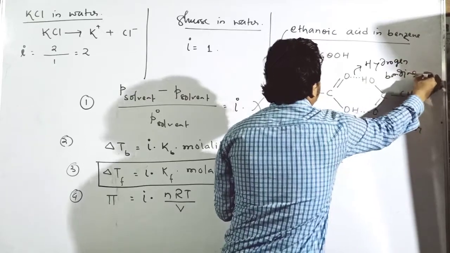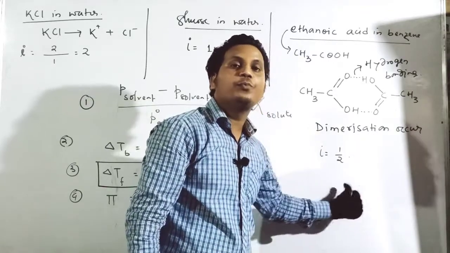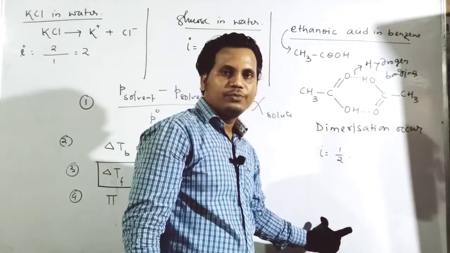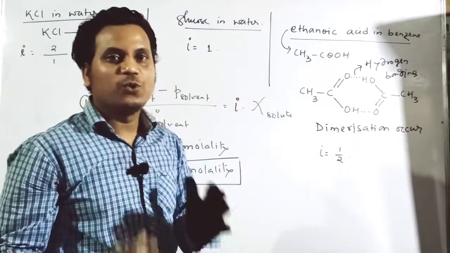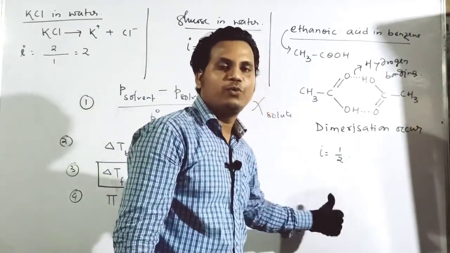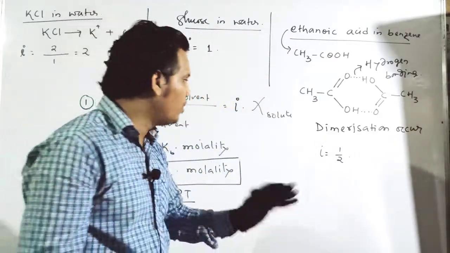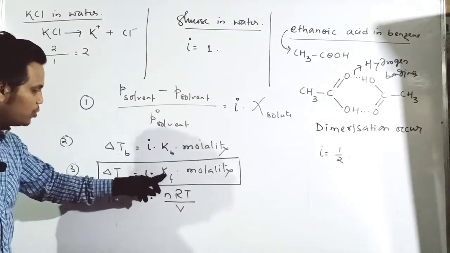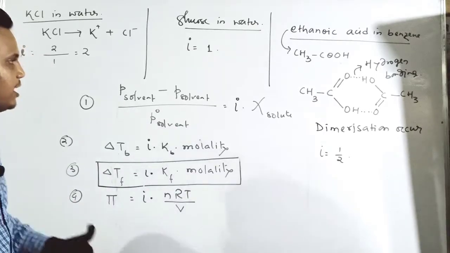So what happened? The result, whatever we get, 4.9. Experimentally it was found that the answer is half of that. So 4.9 by 2, that means 2.45 was the answer. Why? Because the value of i was half. So half into 4.9, that is 2.45, was the correct answer.